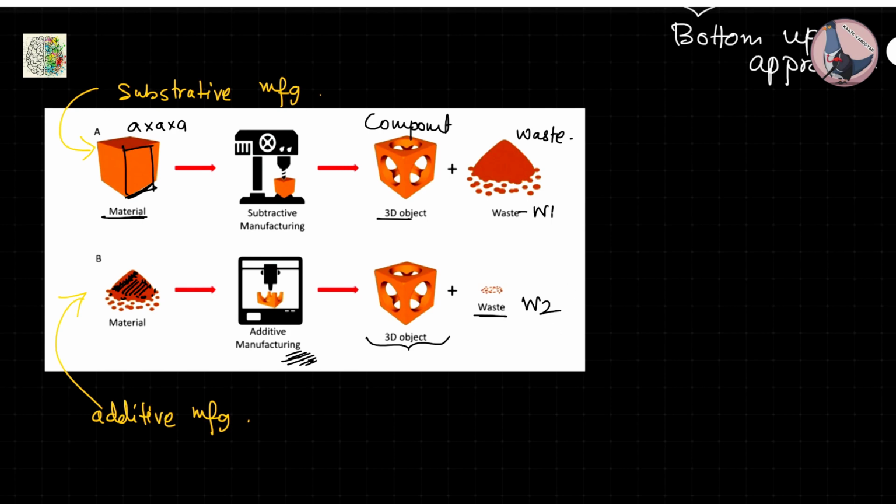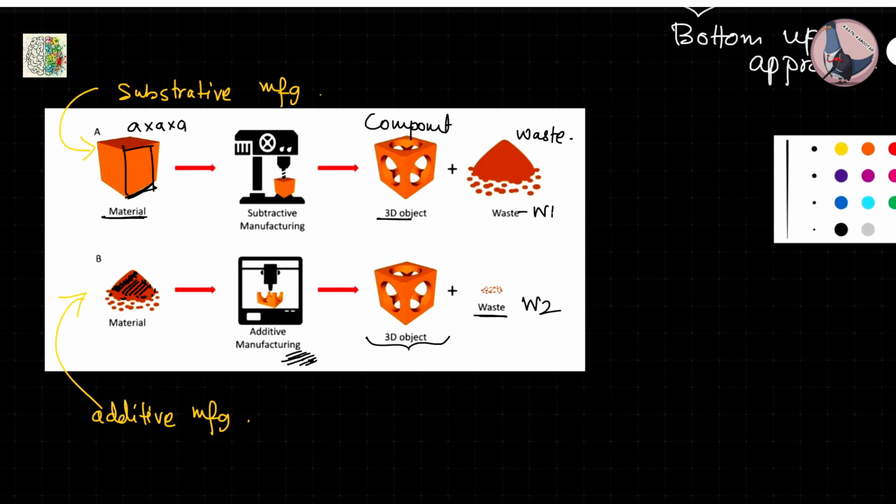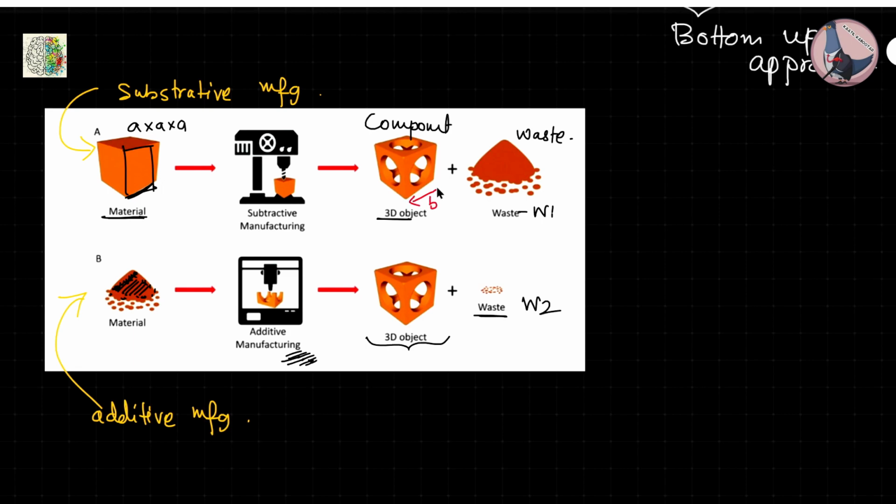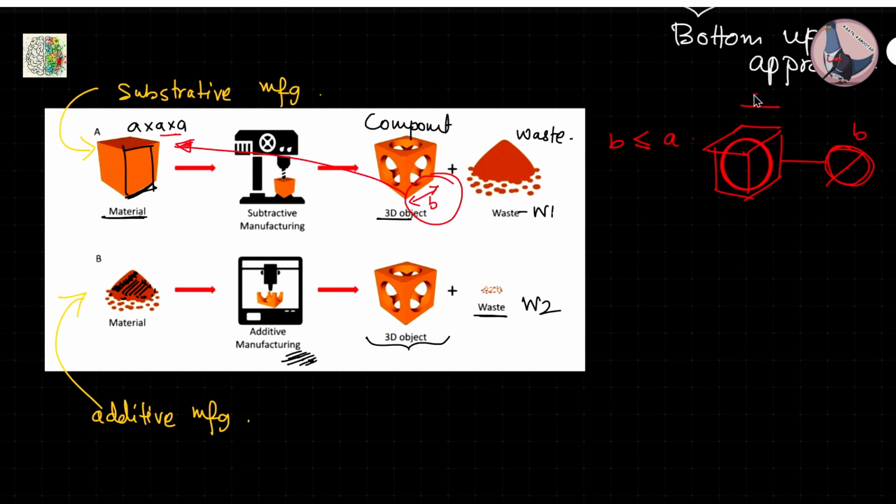Now the primary difference between these two methods is very nice. Suppose you want to make an object of this shape, of dimension B. Then you should always take care that the dimension B is either less than or at max equal to A. If your starting material is a cube and you want to make a ball, then the ball can only be smaller than this cube. If this diameter is B and this is A, then B can at max be equal to A. This is pretty much what you can understand.